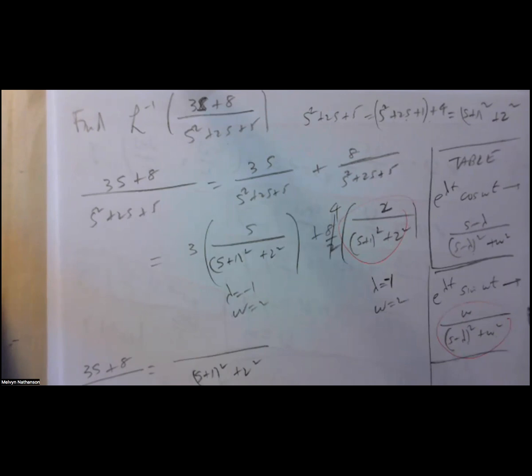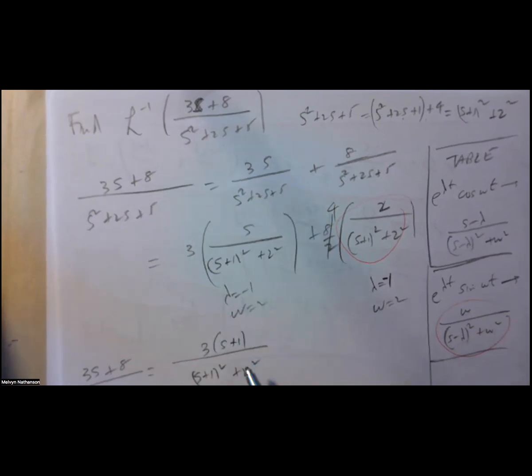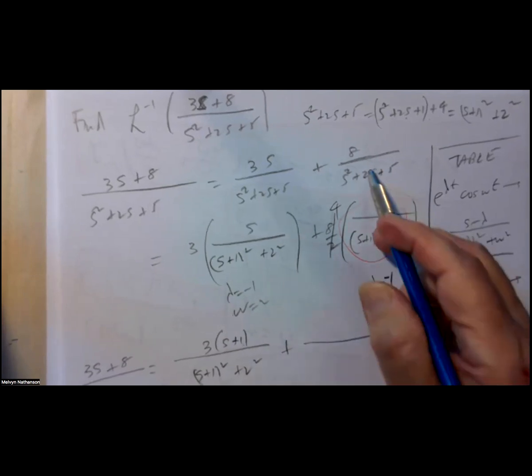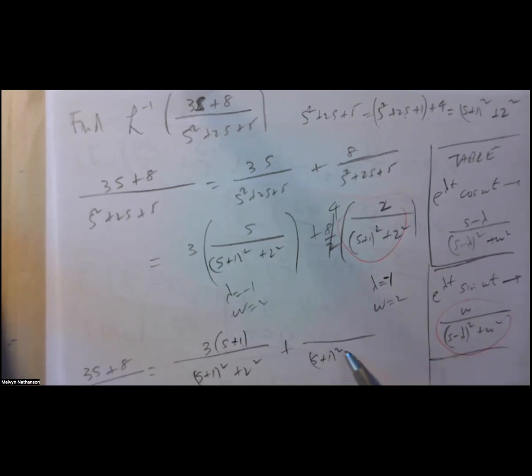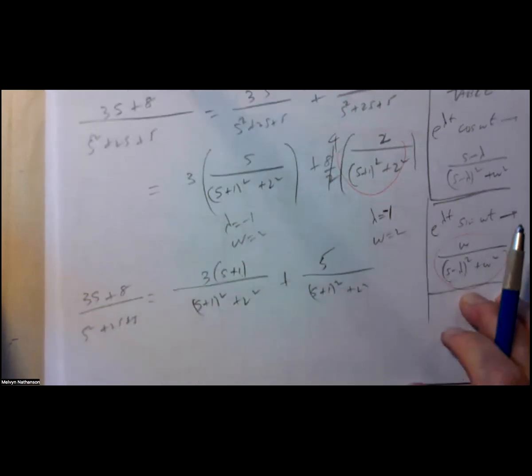And I have 3s in the numerator, and I want to have s plus 1. So I'm going to write this as 3 times s plus 1. So I've added 3 there, plus here I had 8 over s plus 1 squared plus 2 squared. So 8 is 3 plus 5. And if you check, this is 3s over this, and this is 3 plus 5 over this, or 8 over this. So that's exactly correct.